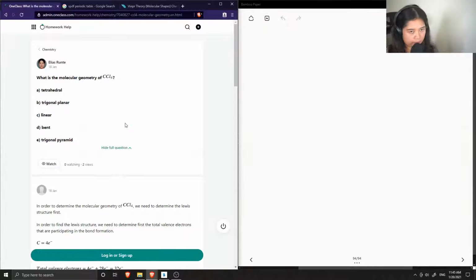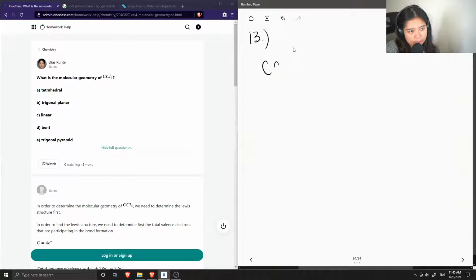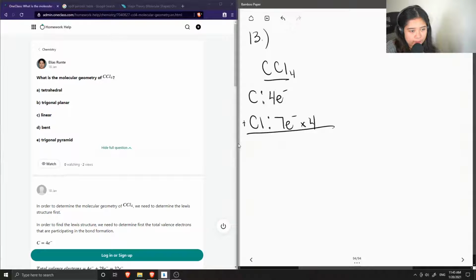Okay, so I think we have time for one more quick question, which is, what is the molecular geometry of carbon tetrachloride? So first we need to draw out the Lewis structure of this molecule, and we just need to count out the total number of valence electrons. So for carbon, there are 4 valence electrons, and chlorine contains 7. And since there are 4 chlorine atoms, we multiply this by 4. And if we add this up, we get total number of valence electrons equal to 32.